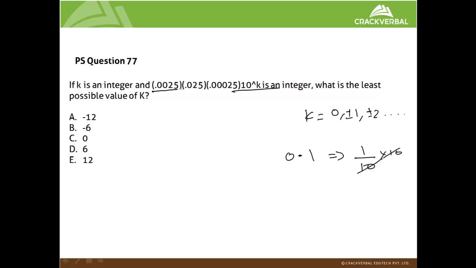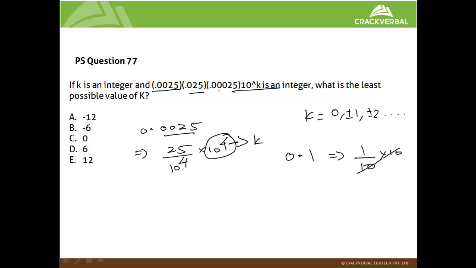For an example, here, 0.025. If we have to convert this to an integer, we can write this as 25 by 10 to the power 4, because there are 4 decimal places here. To convert this into an integer, we have to multiply with 10 to the power 4. So here the 4 is nothing but the k value.